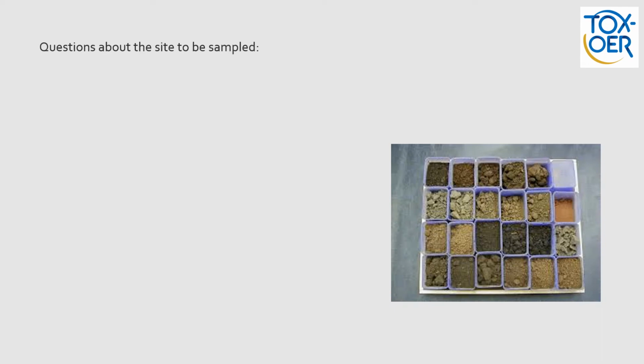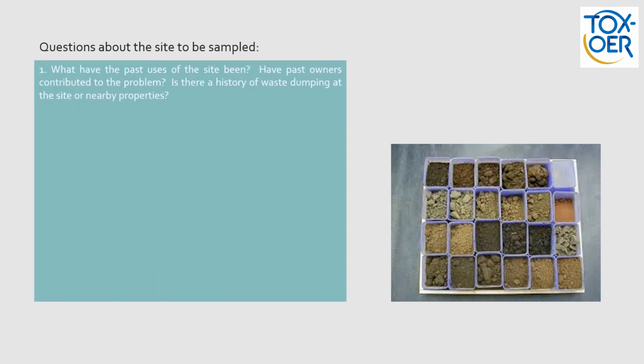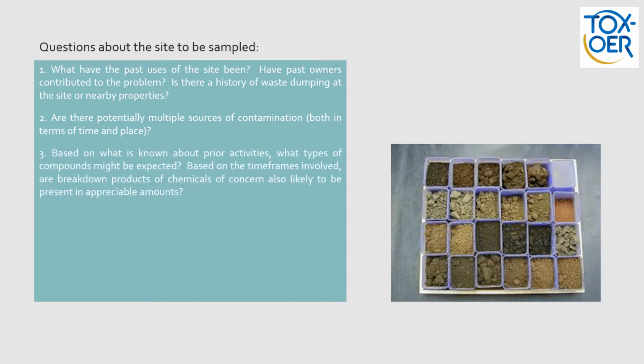Questions about the site to be sampled. What have the past uses of the site been? Have past owners contributed to this problem? Is there a history of waste dumping at the site or nearby properties? Are there potentially multiple sources of contamination, both in terms of time and place? Based on what is known about prior activities, what types of compounds might be expected? Based on the time frames involved, are breakdown products of chemicals of concern also likely to be present in appreciable amounts?